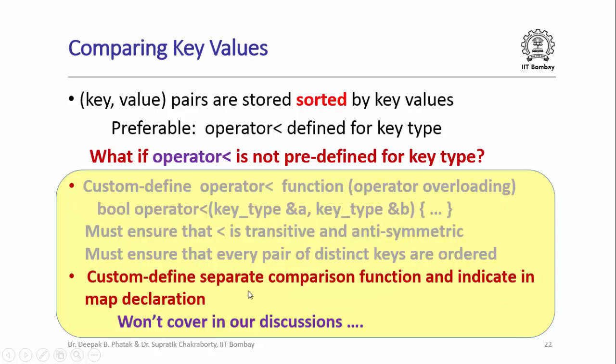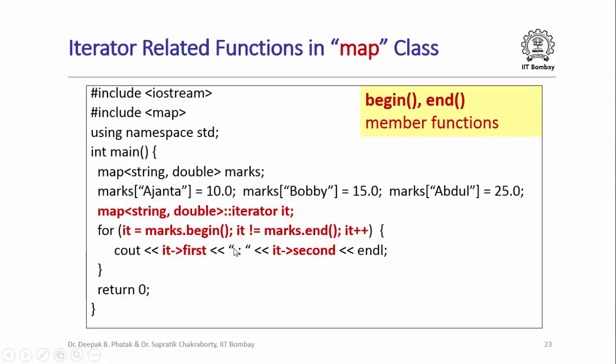Now you could also define separate comparison functions, not the operator less than function, but a separate custom defined comparison function. And when you're declaring your map, you could include the definition of this comparison function in the map declaration. However, we will not cover this in our discussions. We will just say that it is preferable to use the less than operator, and if that is not already defined for the key type, it's a good idea to define this operator explicitly either as a member function or as a non-member function.